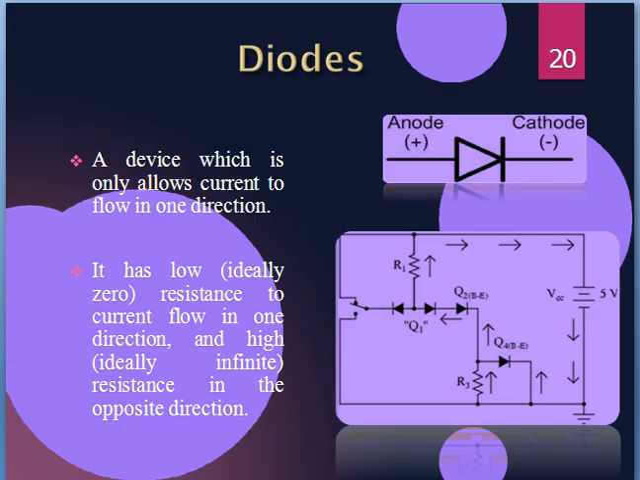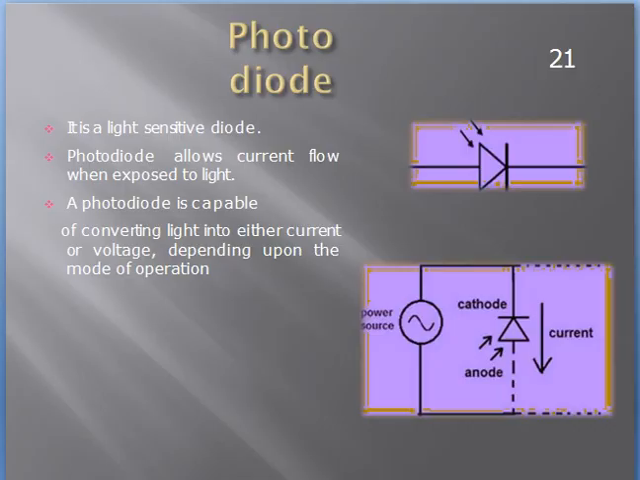Next, diode. How to represent a diode? A diode is a device which only allows current to flow in one direction. This is the anode of the diode. This is the cathode of the diode. It has low resistance to current flow in one direction and high resistance in the opposite direction. These are all the representations of a diode. This diagram represents the photodiode.